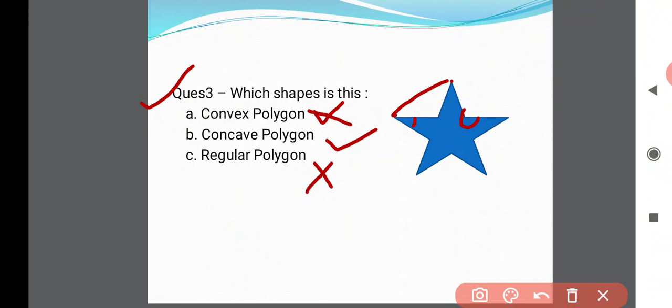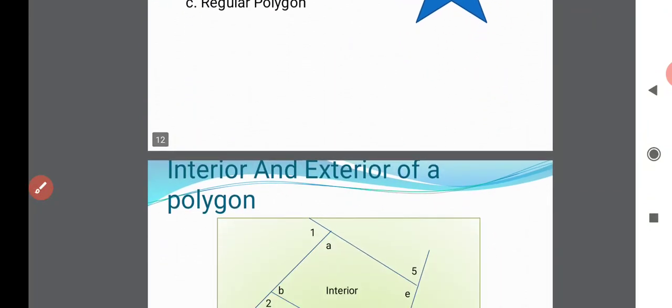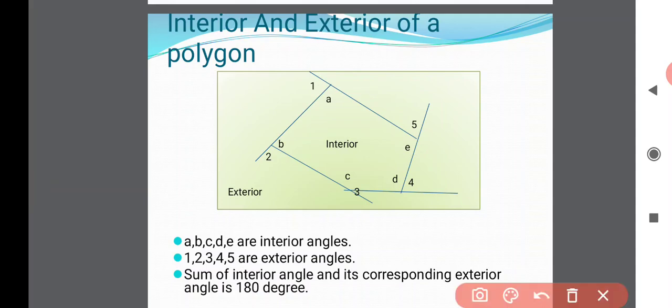Okay, so I hope with this we have understood polygons. Now we'll see the next topic, interior and exterior of the polygon. So let's first of all understand what we mean by interior and exterior. Here I have drawn a five-sided polygon.